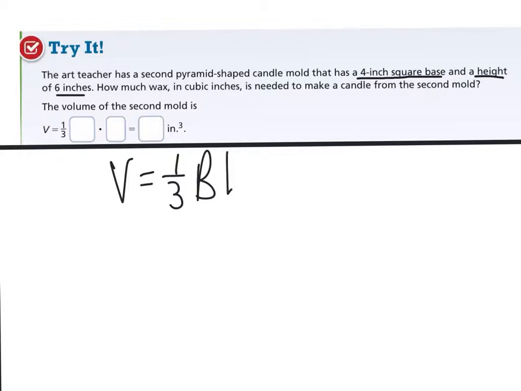So this formula will be given to you, and then you just have to remember what the capital B means. Capital B means the area of the base. In this case, the base is a square, which is a type of rectangle. Area of a rectangle is length times width. Good. All right, so this is what we're going to be doing to figure out this volume.